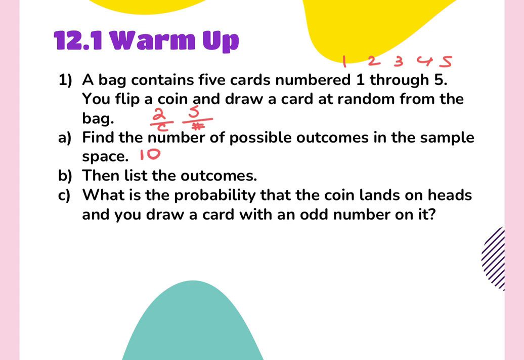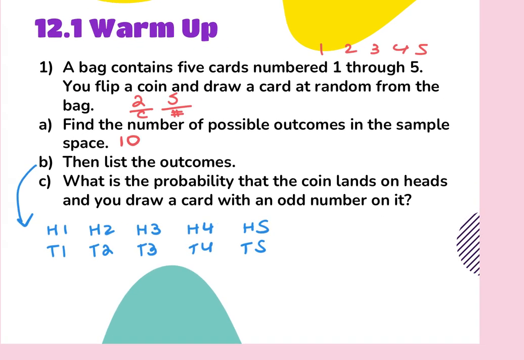Then it says list the possible outcomes. So let's start with the coin. If I land on heads, I can also pull a 1, a 2, a 3, a 4, or a 5. If I land on tails, I could do a tails with a 1, a 2, a 3, a 4, a 5. And there's our 10 outcomes.